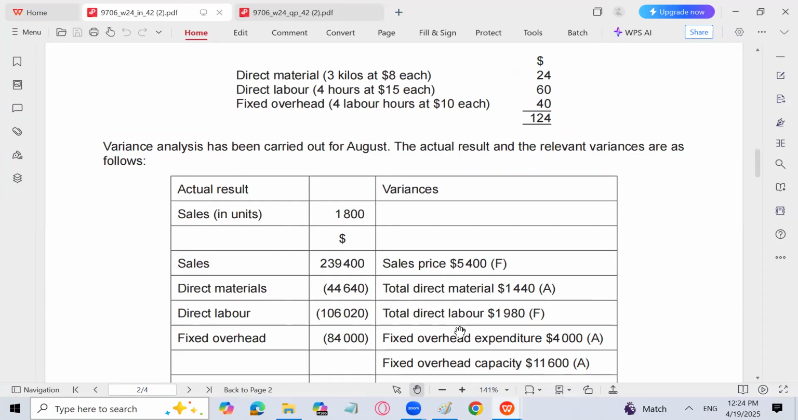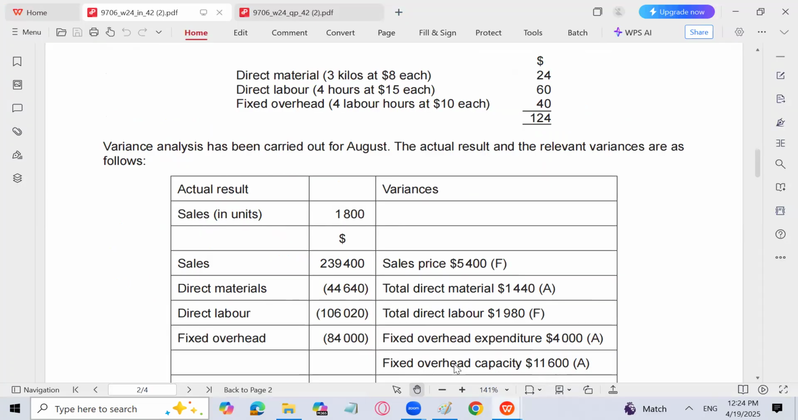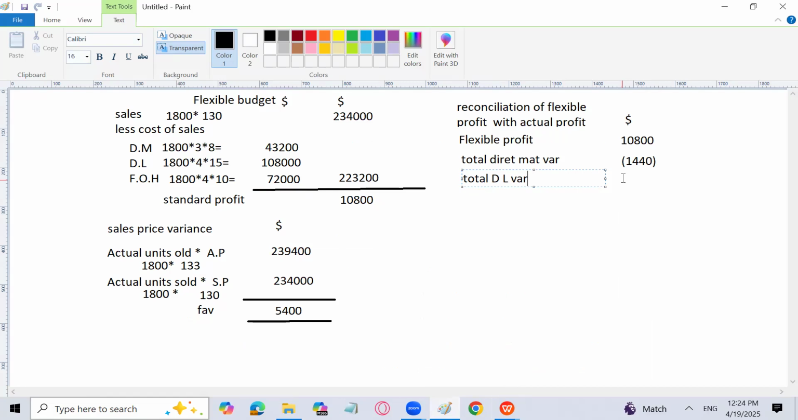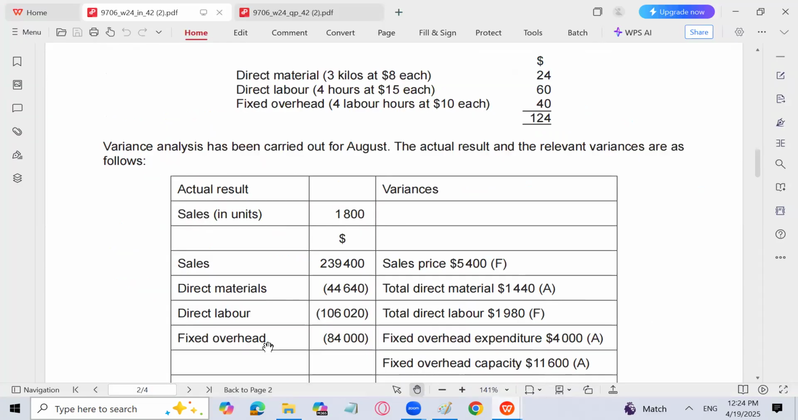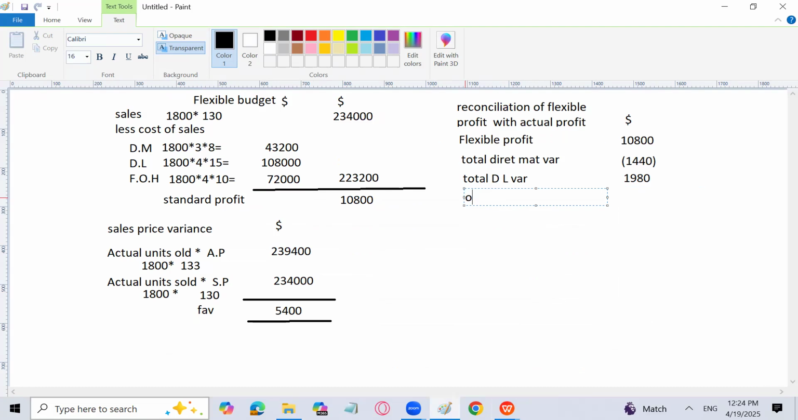Then total direct labor variance is given 1980 favorable, that is going to be added. So I will write here total direct labor variance amount is 1980 favorable. So that is going to be added, and I will write it as a positive sign. Next is our fixed overhead expenditure 4,000 adverse, that will be subtracted because overhead expenditure variance will come in this calculation. 4,000 adverse, so it is going to be subtracted.